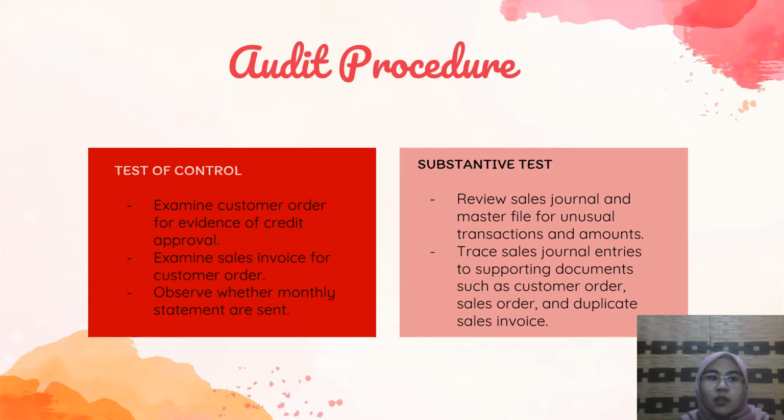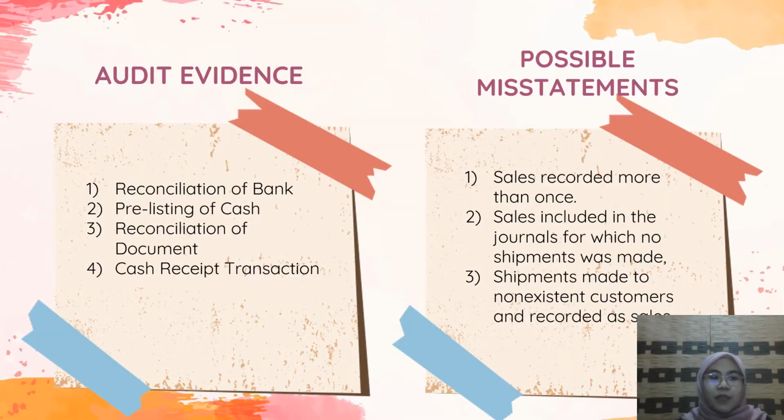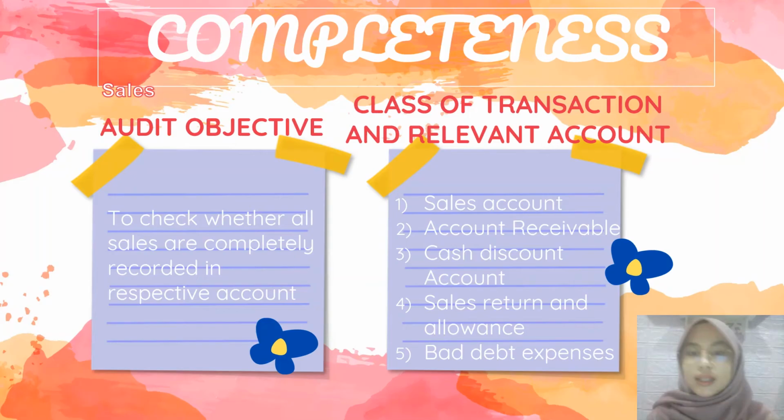There are 4 audit evidence that can be used such as reconciliation of bank, relisting of cash, reconciliation of document, and cash received transaction. Misstatements can also happen such as sales recorded more than once, sales included in the journals for which no shipment was made, and shipments made to non-existent customers and recorded as sales.